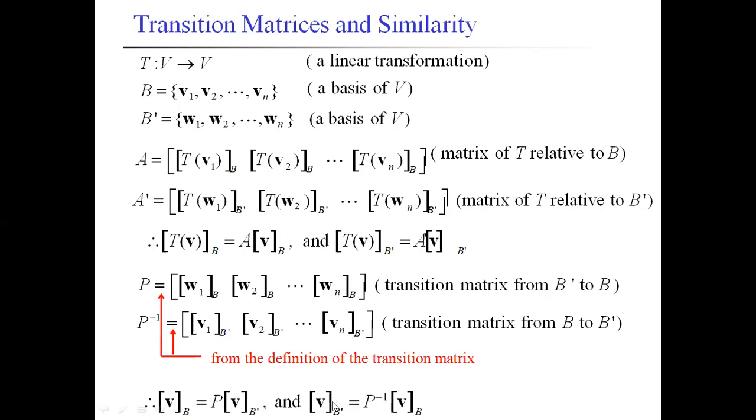Here, see, you have to remember the transition matrix from B to B dash: here write B, here B dash. From the transition matrix from B to B dash, here B dash is coming, here B is coming. These are the two important formulas for the transition matrices, one for P and one more for P inverse.